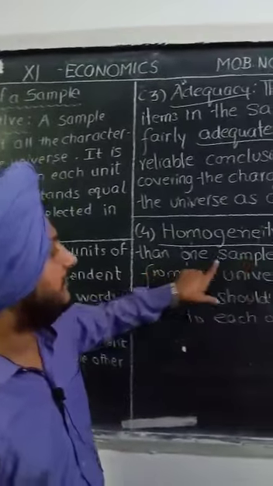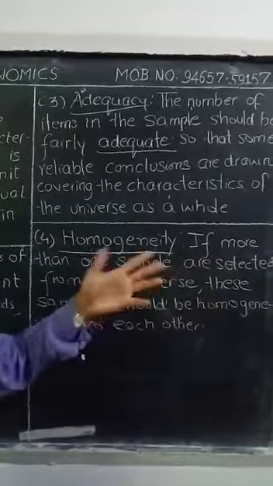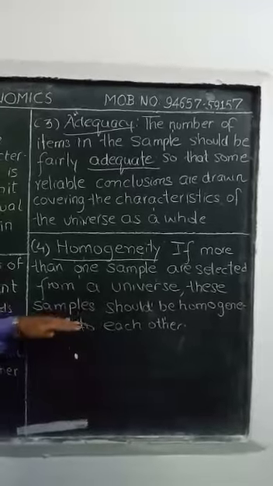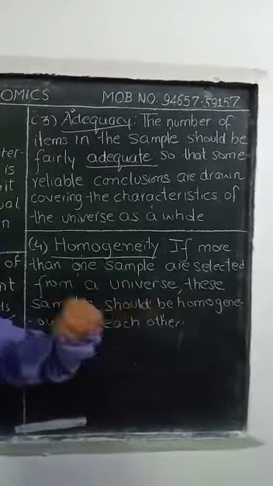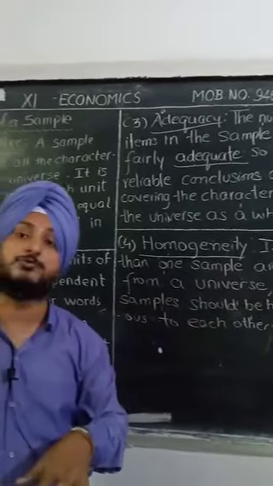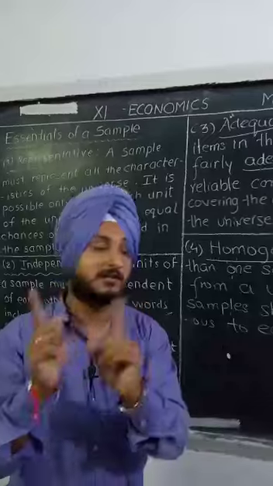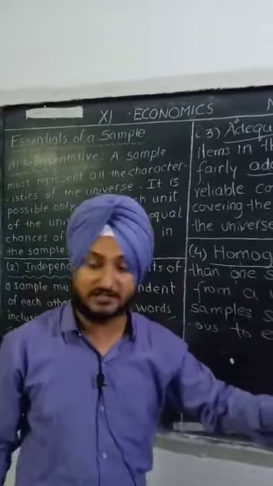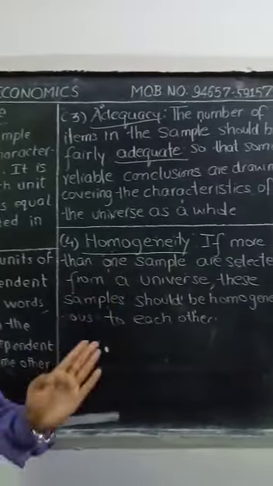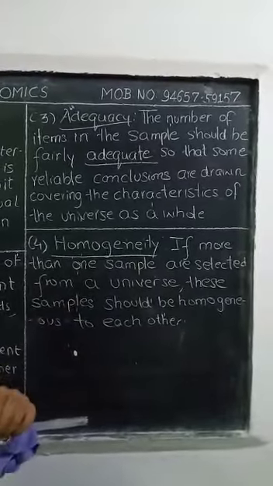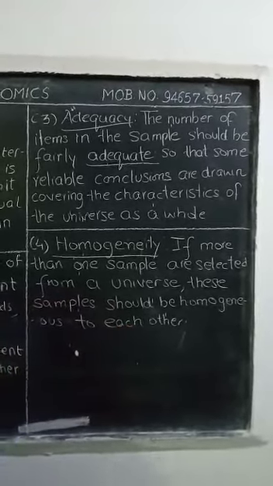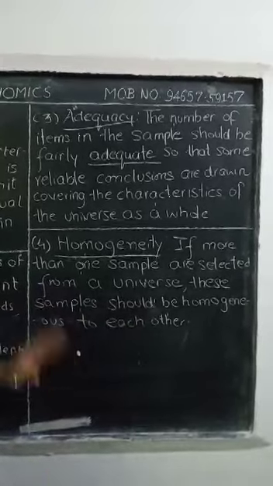So if more than one sample is selected, say we are selecting 2 students from the plus one class, then these samples should be homogeneous. Means if one student says that our syllabus is up to 6 chapters, and the other says that the syllabus is up to 10 chapters, then they are contradicting each other. They should not contradict each other; the samples should be homogeneous. Homogeneous means same. If I am cooking rice, and one grain is fully cooked, another is half cooked, and a third is not cooked, then it is not a good conclusion. Okay, so these are the 4 points.